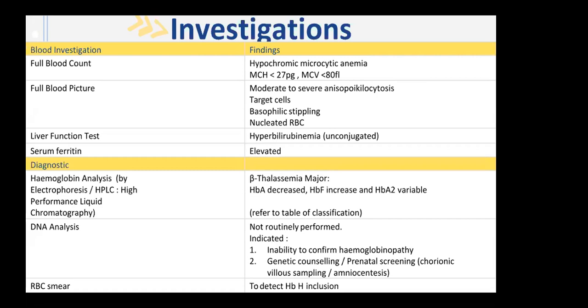Okay. Next is DNA analysis. It is not routinely performed, but it may be done to confirm a hemoglobinopathy, and also for genetic counseling or prenatal screening, for example, chorionic villus sampling and amniocentesis. Lastly, there is the RBC smear to detect hemoglobin H inclusion.